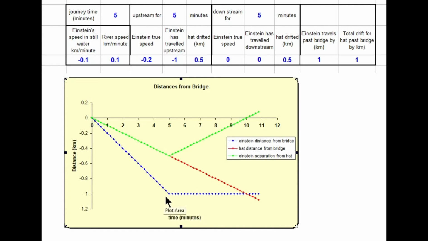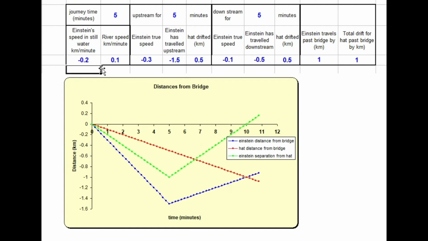Now if he's rowing upstream and the river's coming down at the same rate, he doesn't move at all. So he stays steady at fixed position and waits for the hat to catch up with him. So therefore we have a nice little symmetrical graph. The distance between Einstein and the hat increases to that, and then the hat drifts down to him and away he goes there. But let's make him go even faster, minus 0.2.